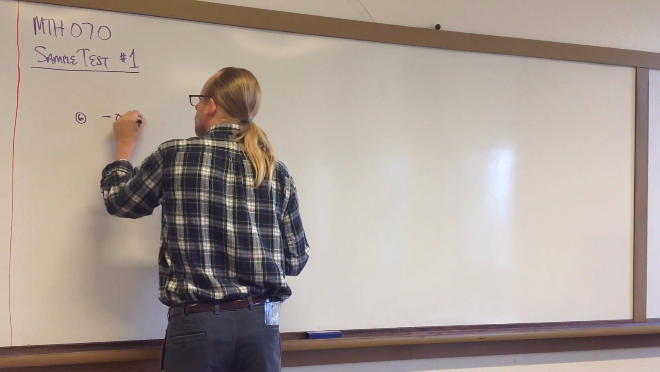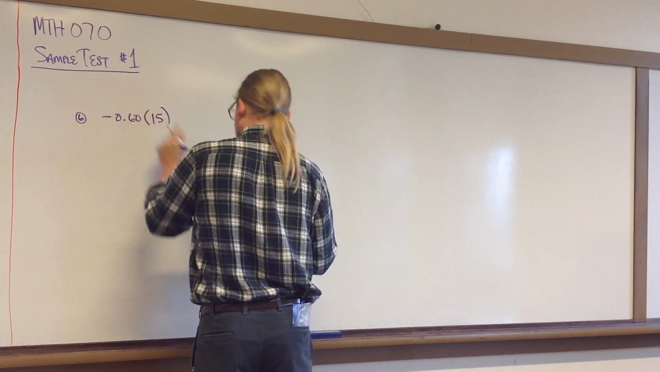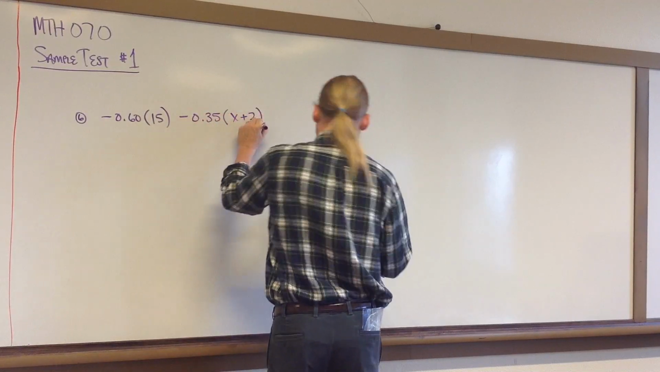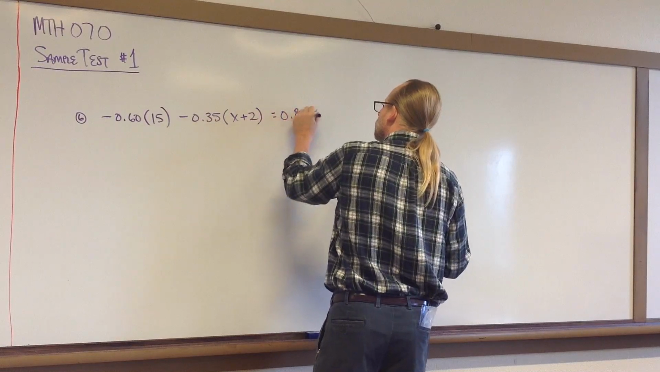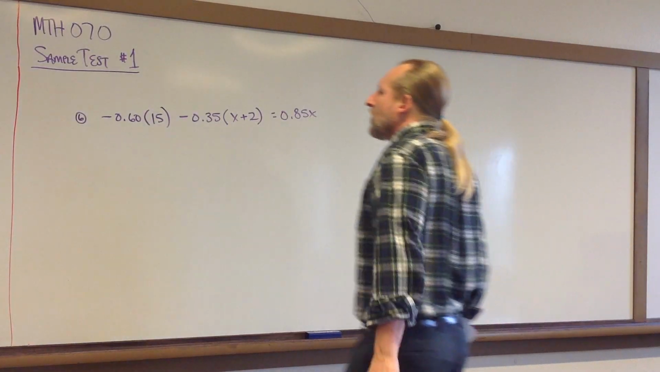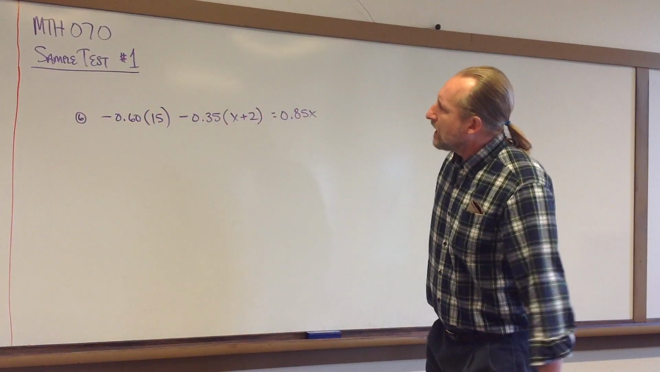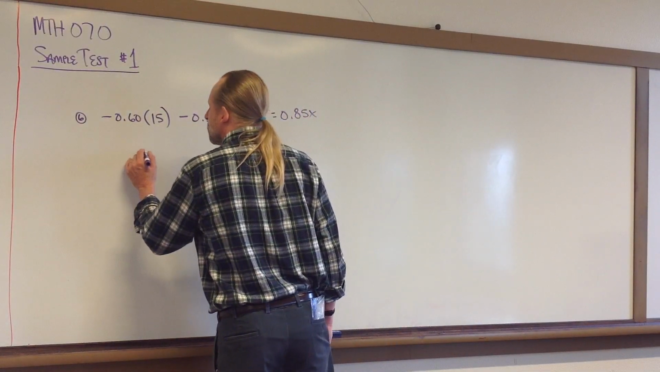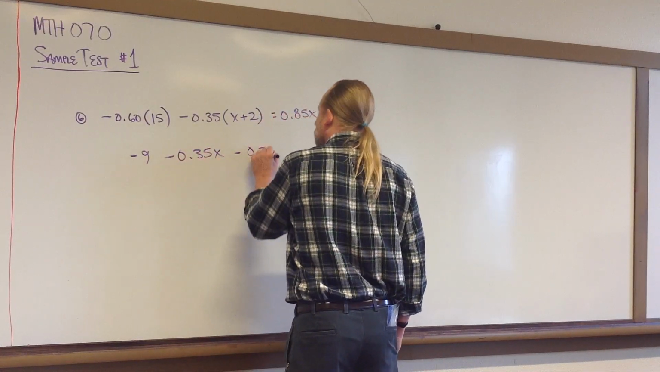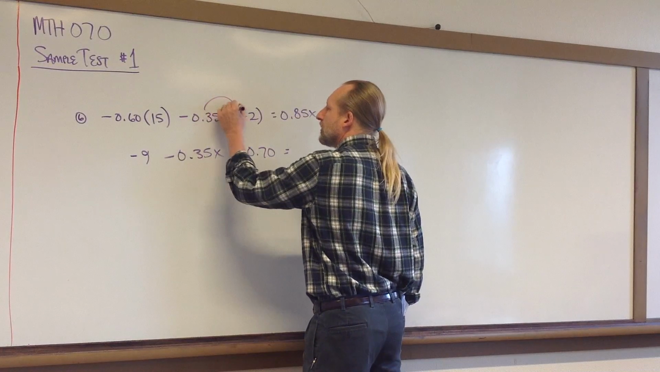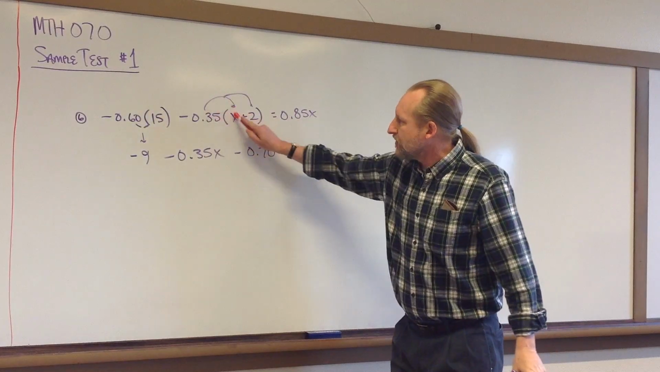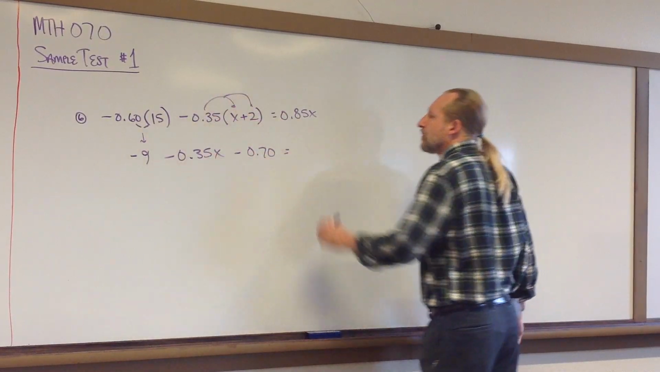So, negative 0.60 times 15 minus 0.35 times x plus 2 equals 0.85x. All right, so negative 0.60 times 15, that should be negative 9 minus 0.35x minus 0.70. So I have to distribute inside here. Here I just multiplied these two together to get that negative 9. Here I distributed that negative 0.35 into the parentheses.